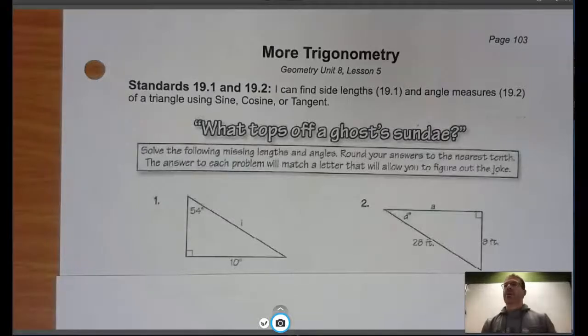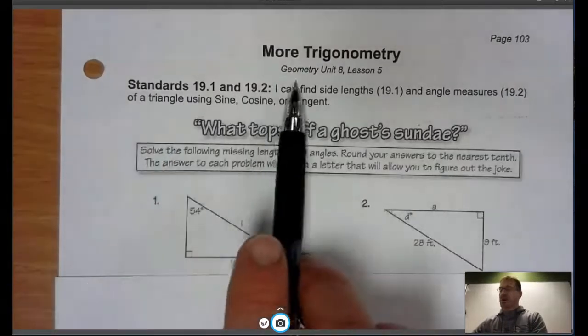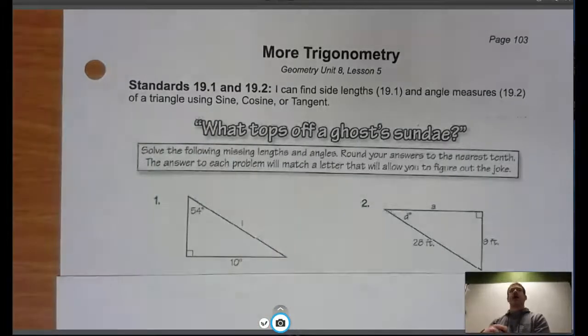All right, so in our last lesson we went through our three trig functions and found side lengths and angle measures. You see that in this lesson, Unit 8, Lesson 5 on page 103. We just labeled this "more trig" because we're going to repeat what we did in the last lesson, just to give you some additional practice.